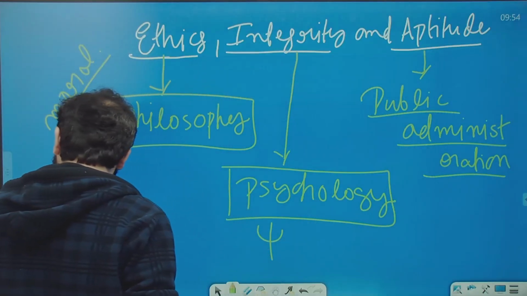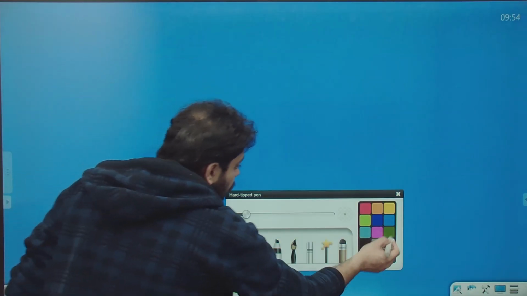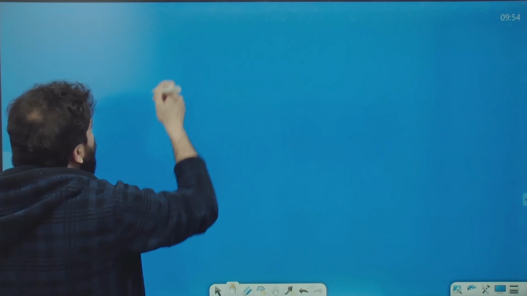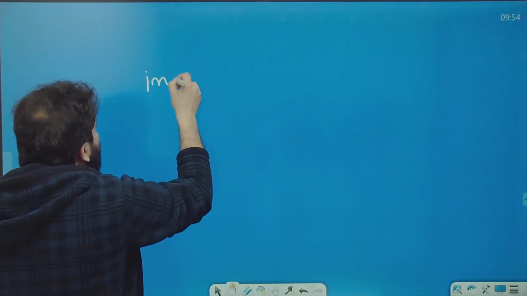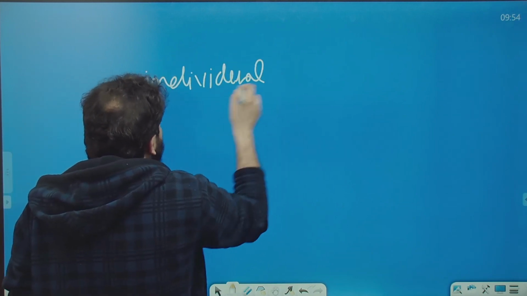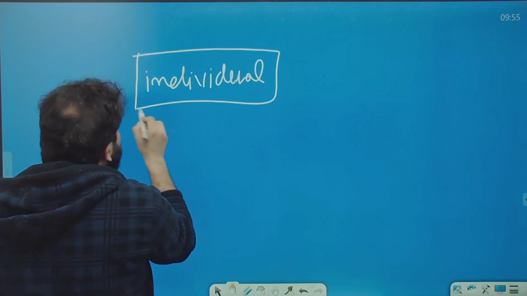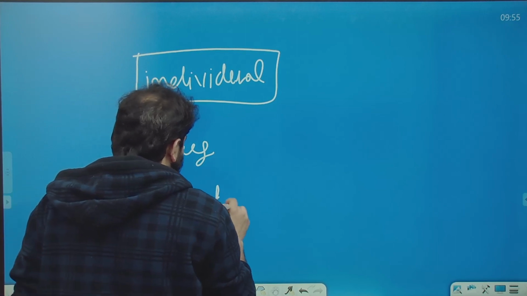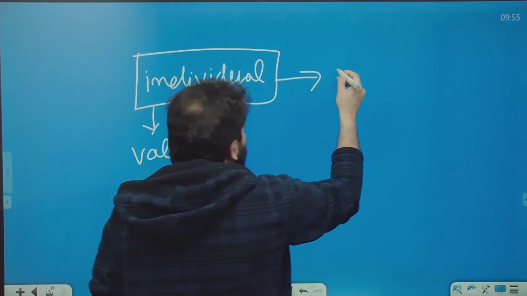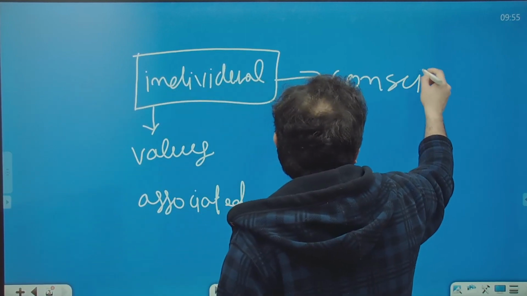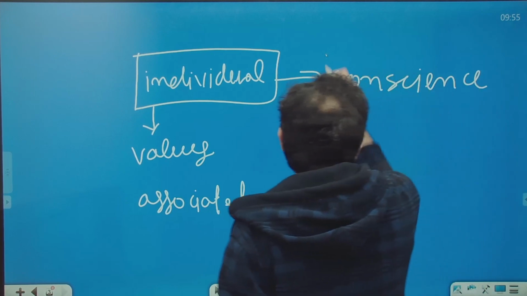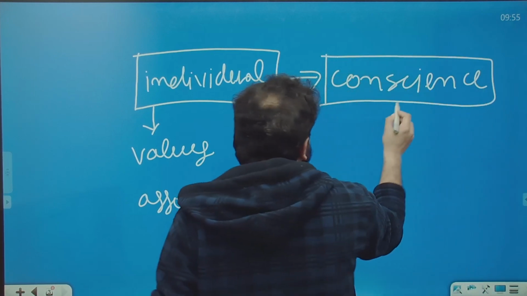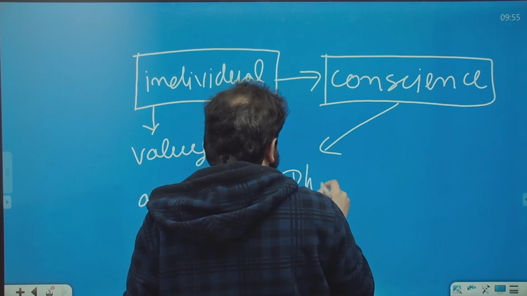This first part of the syllabus, that is, there has to be something which is called the individual and the values that are associated with being an individual, which basically is the part in which we are going to cover most of the philosophy and psychology. For instance, the term conscience relates both to the subject of philosophy.